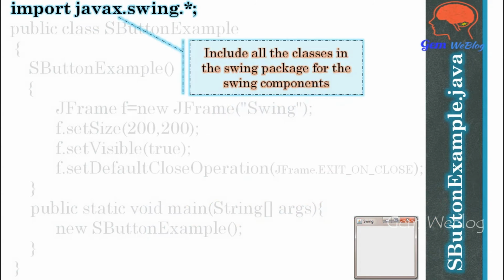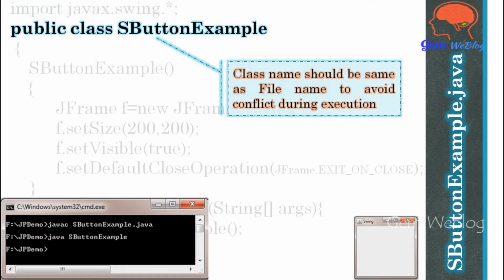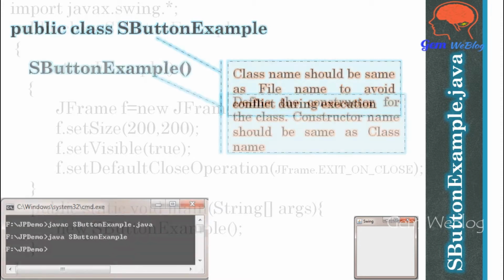First, you have to import the package javax.swing that will include all the classes and the methods that are essential for Swing components. Next, you have to create a public class. Your file name should be the same as your class name in order to avoid conflict during the execution process, since you will be using the file name for the compilation process and the class name for the execution process. If you use different names, then you have to remember the class name explicitly. In order to avoid this conflict, better use the same name for your class and the file.